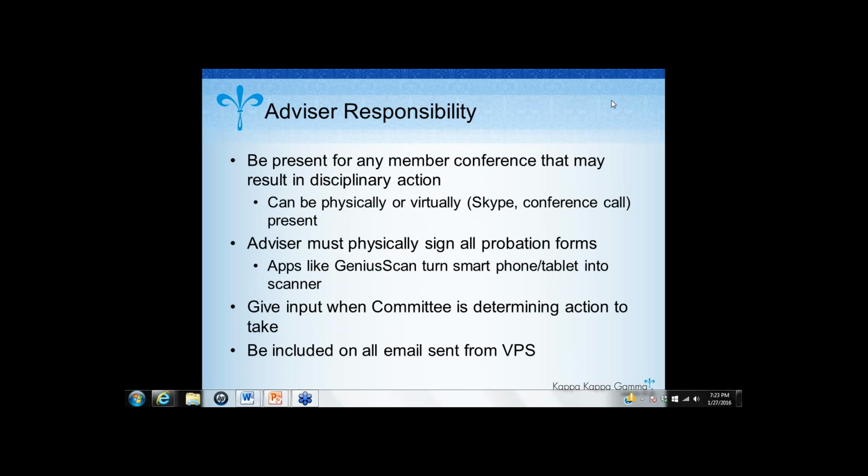And then finally, make sure that you're included on all the emails sent from the VPS. I know our standards specialists really try when they reply to the VPS to include you, the PDC, and RDC, just because we want to make sure you're on the same page and you're not left in the dark. You're our eyes and ears actually on campus and with the committee, and we want to make sure that you're understanding everything we're saying back to the VPS as well.